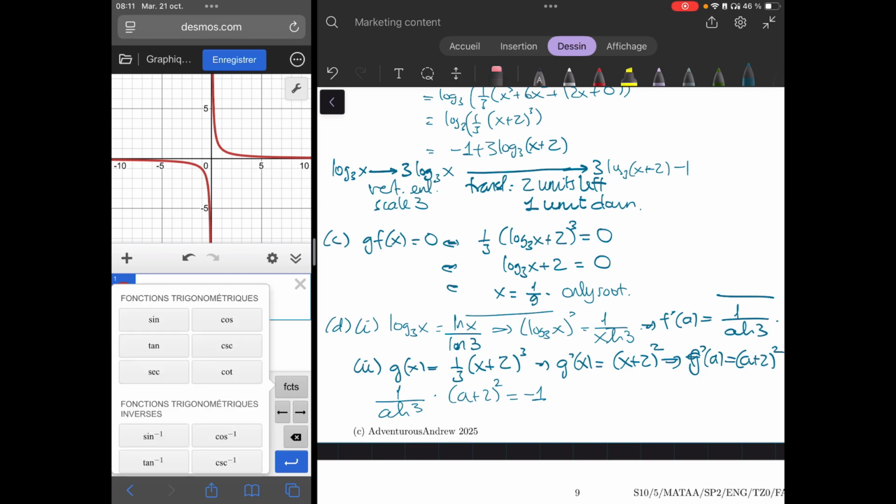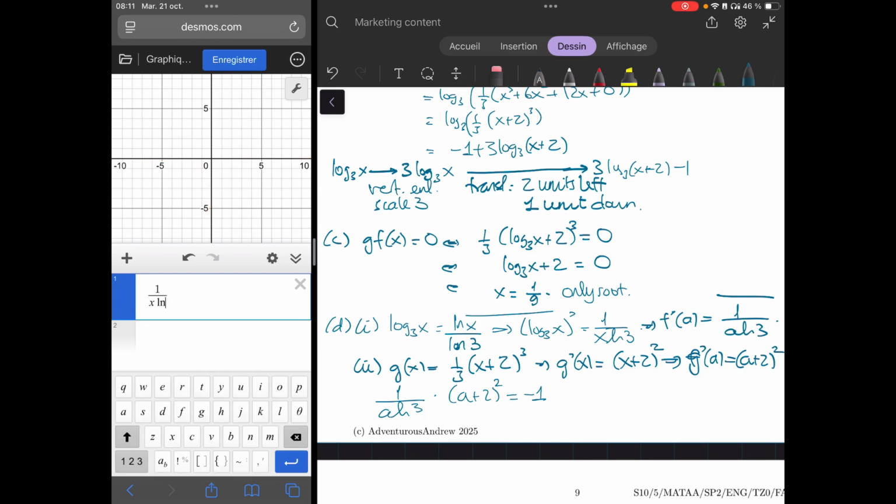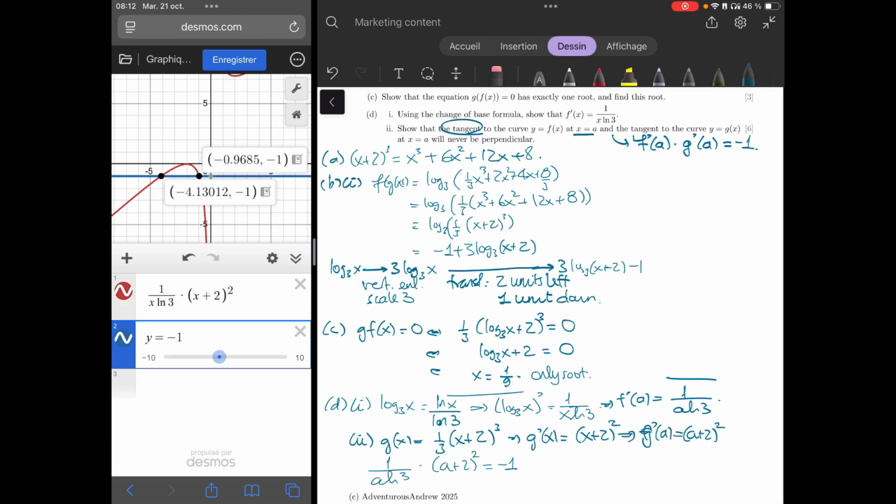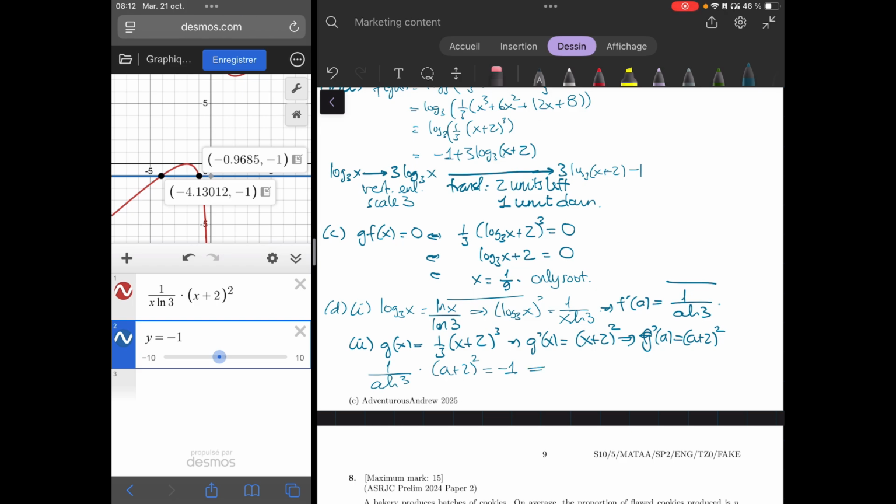So we are simply going to plot this guy times (x + 2) squared. If we plot the curve, we'll find that there are two values of a for which this is true. And this is the end of the question.